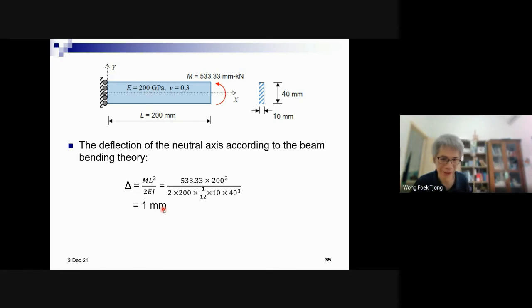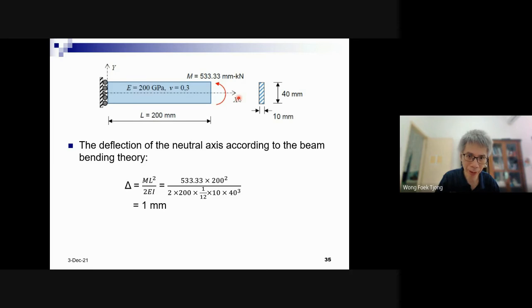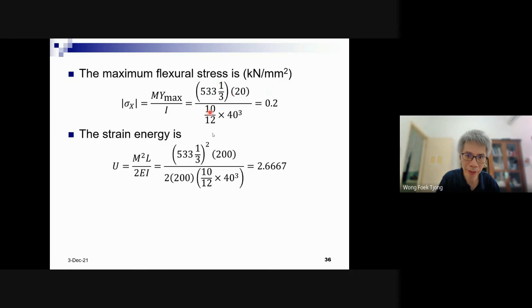Okay, I'm done writing. So before performing finite element analysis, let's calculate using what we know. Just use this formula from beam bending theory, ML squared over 2EI, and then we got 1 millimeter. Furthermore, we also can calculate the maximum stress, the absolute value of the maximum stress. Just the bending moment times the maximum coordinate, I mean the farthest position from the neutral axis. This is the neutral axis. This is 40, so 20, right? 20 divided by the moment of inertia.